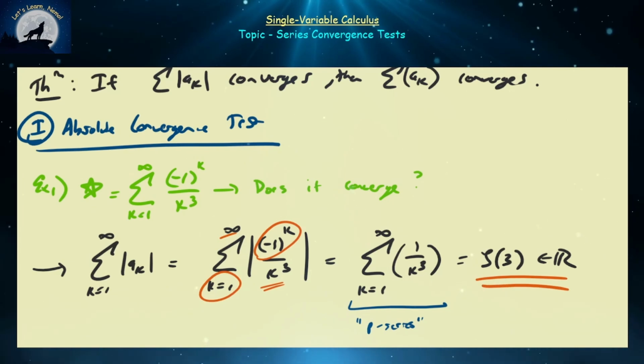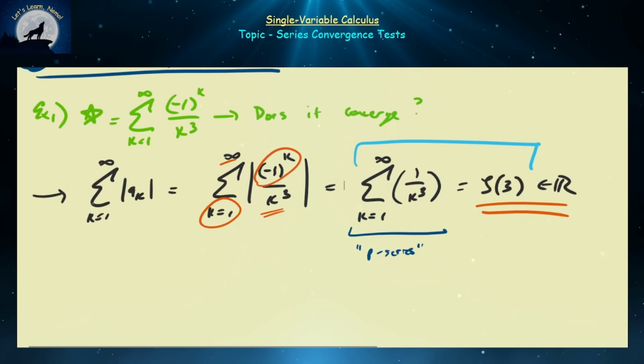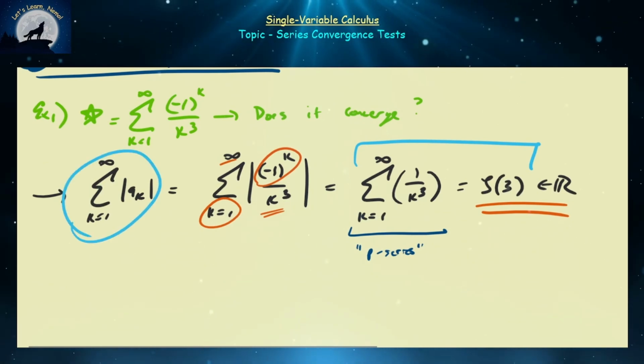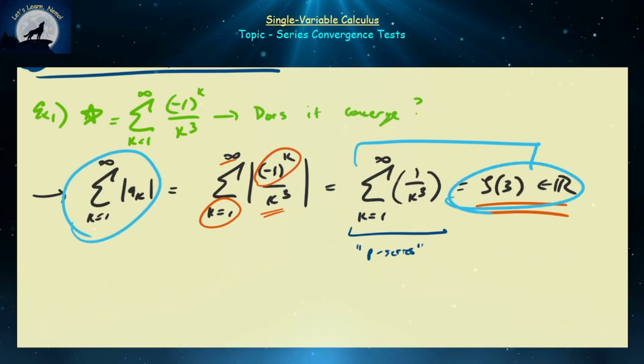And zeta 3 is just a special function that represents some number like the natural log of 5 or the sine of 2.8 or e to the power of pi or something like that. So zeta 3 is just a special number that represents the value to which this series converges. But aside from that, we have that the sum of the absolute value of the series does converge to a real number. So that means what?